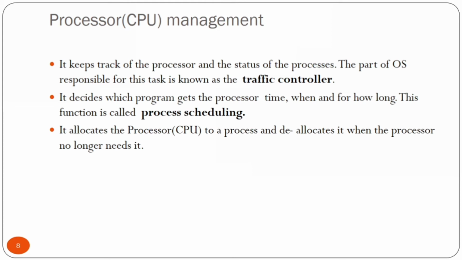That part decides which program gets processor time and when or how long. This function is called process scheduling. It allocates the CPU to a process and deallocates when the processor no longer needs it. So these are some functions in the CPU management, or we can say process management.